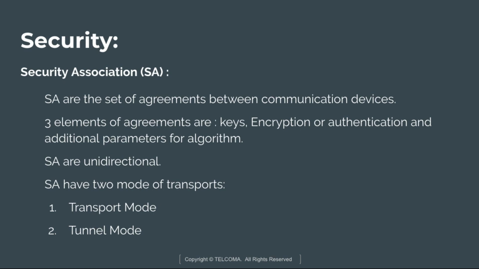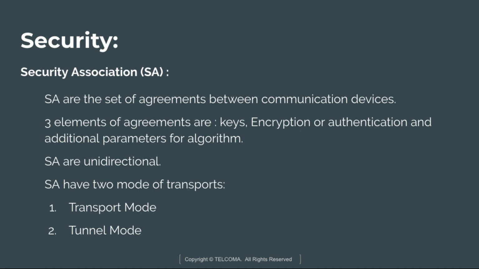Then these SAs have two modes of transport. The first mode is transport mode. Here the SA is made between two communication devices, and encryption or authentication of the payload of all IP packets is done in this transport mode, and the IP header is not encrypted in this mode.